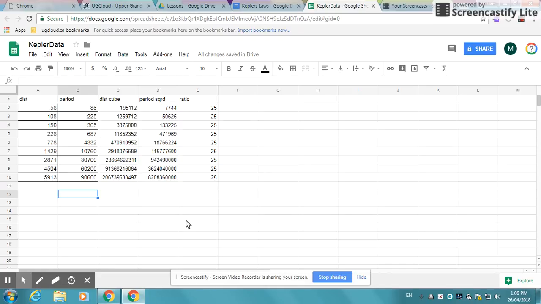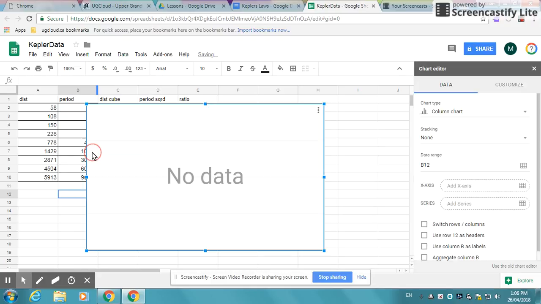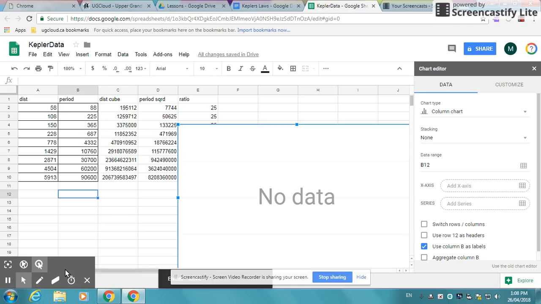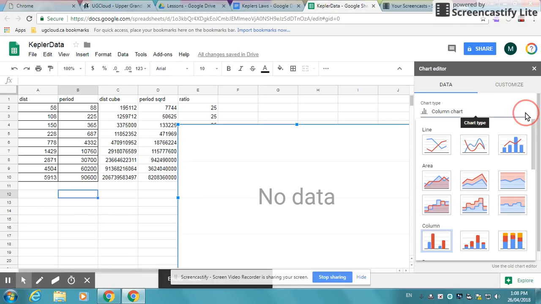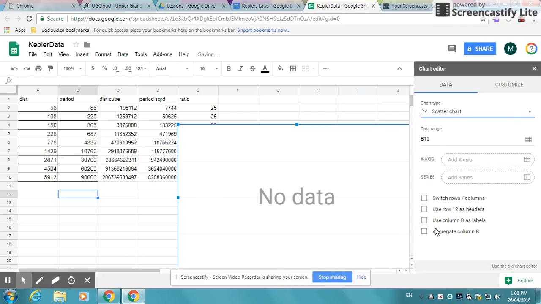But now we want to graph it. So we're going to go up to Insert and choose Chart, and it brings up this blank chart for us so we can graph this data. So the first thing we're going to do is move from a column chart to what's called a scatter chart. In math class, that's an XY graph. The first thing we're going to pick is which one of these goes on the x-axis.